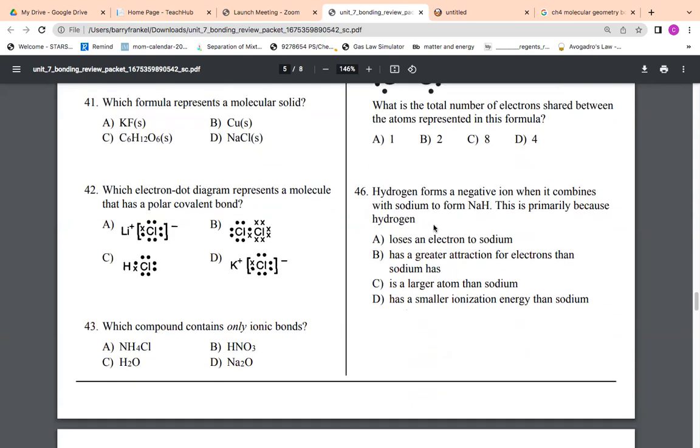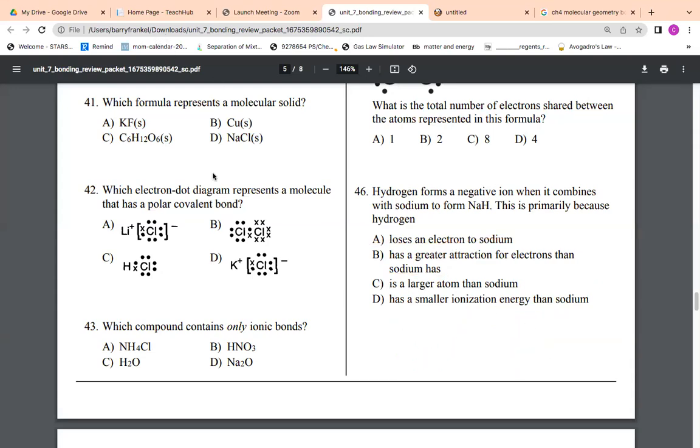Number 46. Hydrogen forms a negative ion when it combines with sodium to form NaH. So we end up with something that basically looks like this. Okay, Na plus, H minus. And this happens primarily because hydrogen has a greater attraction for electrons than sodium has. Sodium is a metal with very low electronegativity, so it can't wait to get rid of its electrons, and hydrogen really wants another one because it wants a full outer shell. So sodium gives away its 1 electron to hydrogen, and again, hydrogen wants that electron because it has a much greater attraction for electrons, higher electronegativity than sodium does.